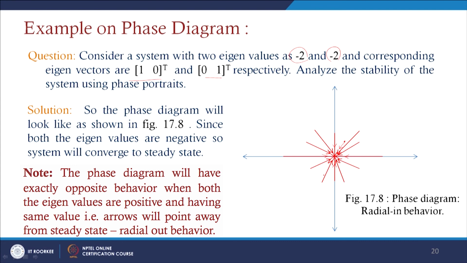The phase diagram will have exactly the opposite behavior if both these eigenvalues are positive. This means that if both values are positive, the values will go outwards, and any arbitrary point you choose will also move outward from there.